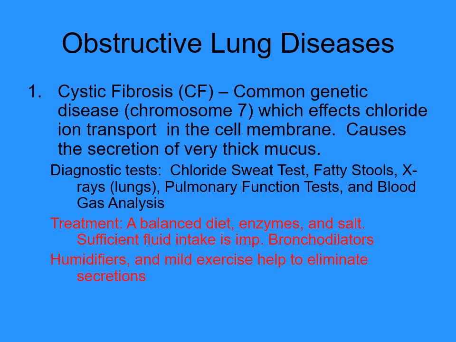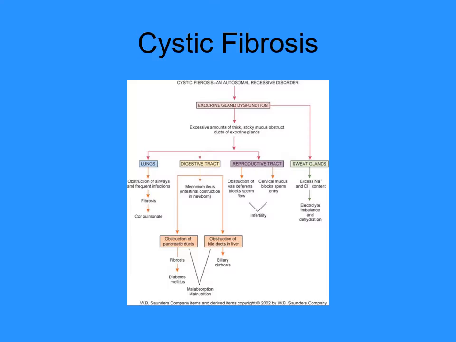Cystic fibrosis is a common genetic disease. It comes from a defect in chromosome 7, which affects chloride ion transport in the cell membrane, and the secretions become very thick. You get this very thick mucus. The diagnostic tests: chloride sweat tests. You'll see the presence of fatty stools. You can do x-rays of the lungs, pulmonary function tests, and blood gas analysis to detect the disease. Treatment is a balanced diet, enzymes and salts. Sufficient fluid intake is important. Bronchodilators, humidifiers, and mild exercise help to eliminate secretions.